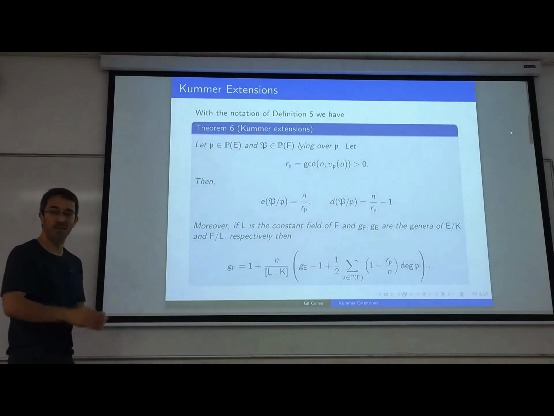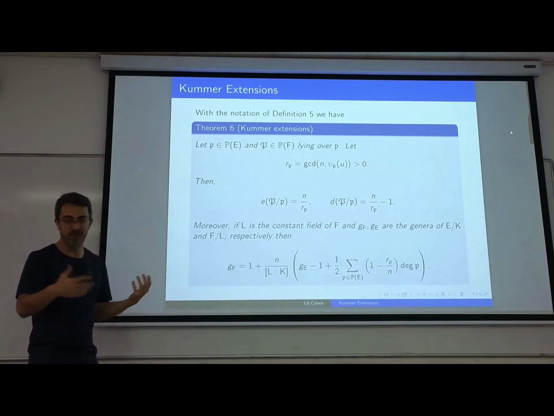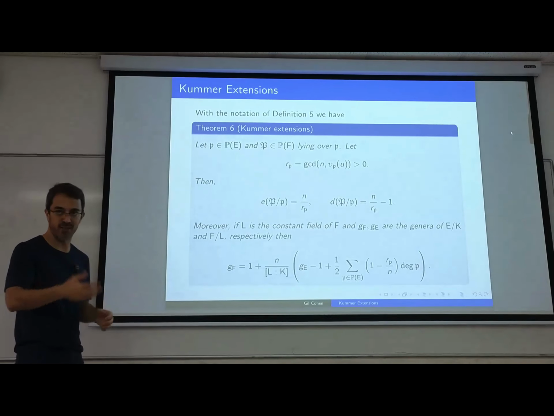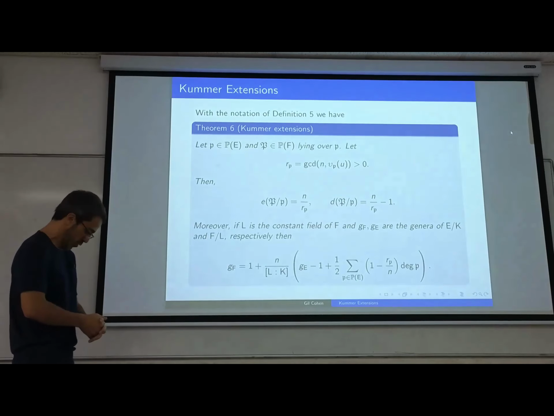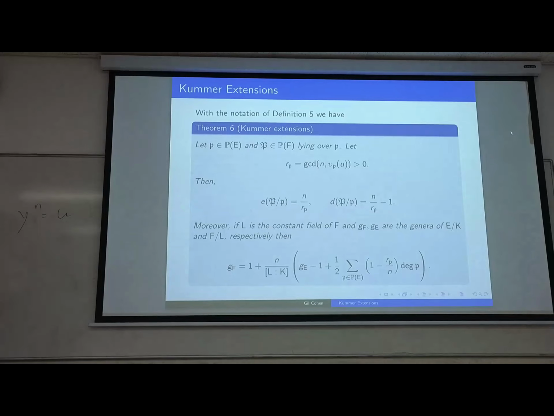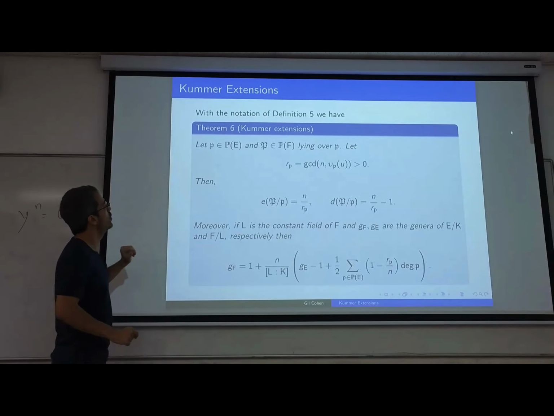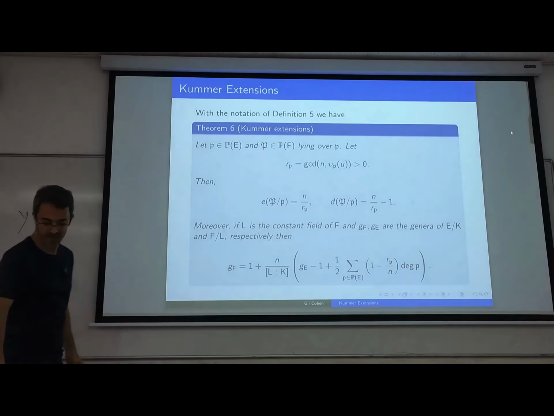And what I claim is that we completely understand Kummer extensions, in terms of function fields, like the genus, the ramification index, the different exponent. So in what sense? Let's say that you're looking at a Kummer extension, and let me remind you of the letters, so that you remember who is y and who is u. Then this is the theorem that we're going to prove. It's not trivial, but let's do it.